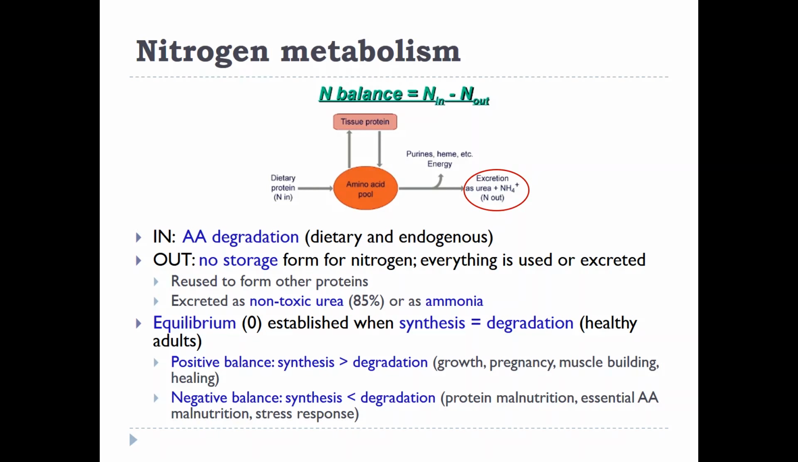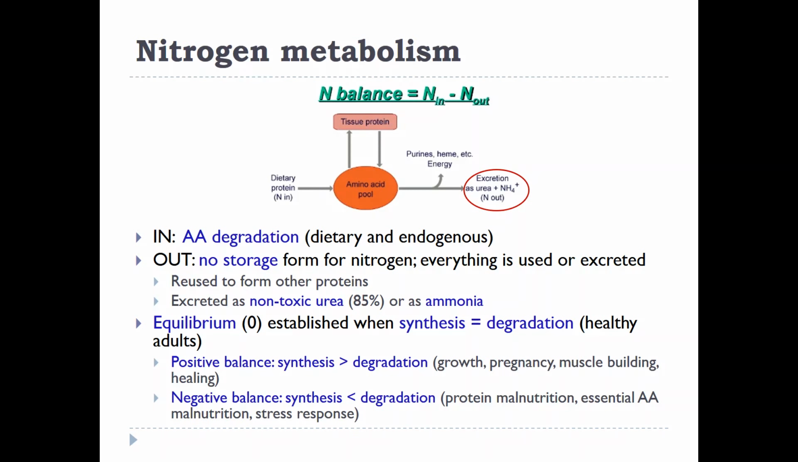The balance is achieved in a healthy individual where there's an equilibrium between the synthesis and degradation of proteins. However, there can be a positive balance where the excreted portion of the amino acid is lower than the intake of amino acids, and that happens in situations when synthesis exceeds degradation, such as in situations of pregnancy, muscle building, wound healing after a large trauma, or during growth spurts.